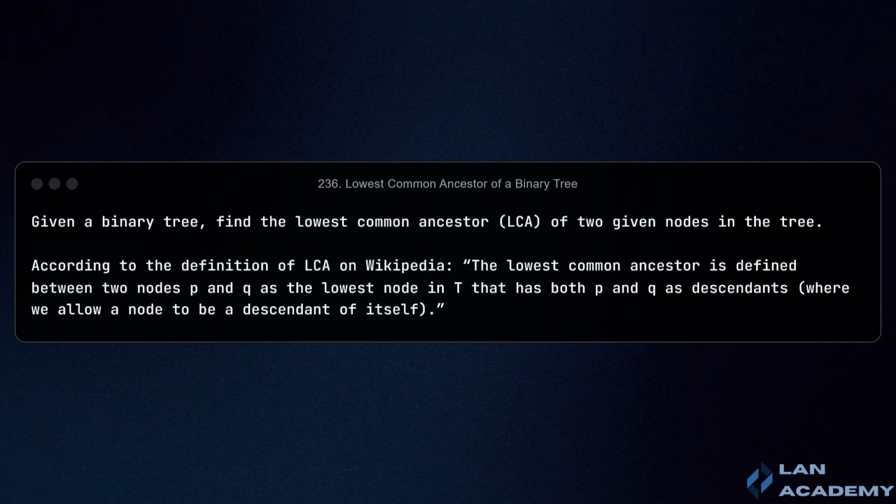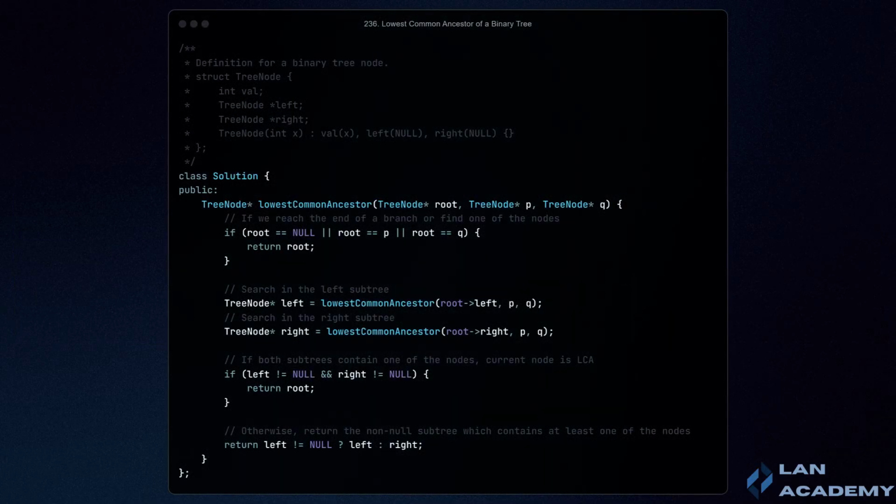In this problem, our goal is to find the lowest common ancestor, or LCA, of two given nodes in a binary tree. The LCA of two nodes P and Q is the lowest node in the tree that has both P and Q as descendants, with a node allowed to be a descendant of itself. To solve this, we use a recursive approach to traverse the binary tree and identify the LCA.